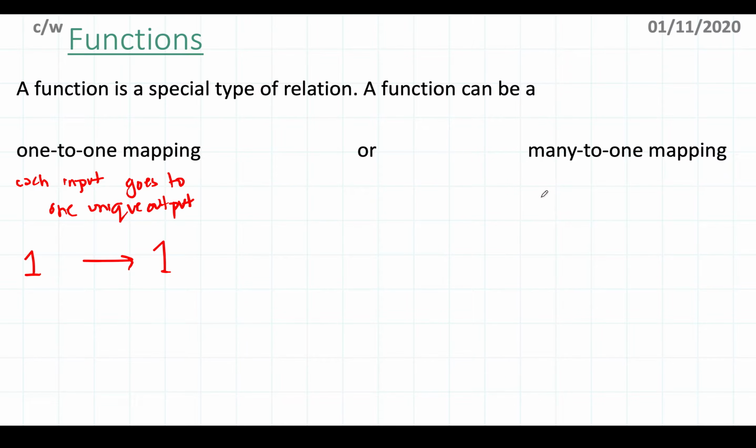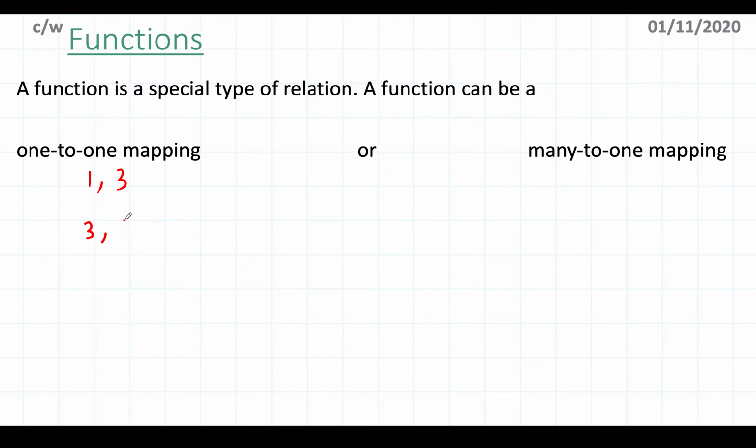And many-to-one means that many inputs can go to the same output. A one-to-one relation is quite clear. An example of this could be 1 goes to 3, and then 3 goes to 5, 5 goes to 7, and so on. So this could be a one-to-one. Every number goes to a unique output.